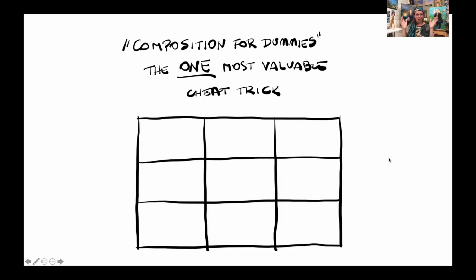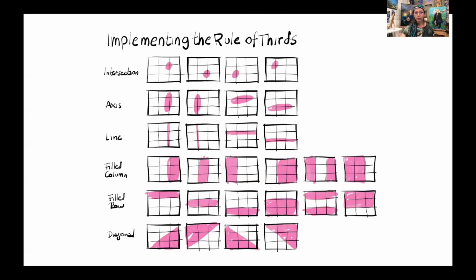So, composition for dummies, the one most valuable cheat trick. You don't have to remember anything else. In fact, I don't want you to pay attention to anything else as a beginner. I want you to focus on the rule of thirds. All you have to do is divide your canvas in 3. So you put 2 lines horizontal and 2 lines vertical, and then you get the crossing points.